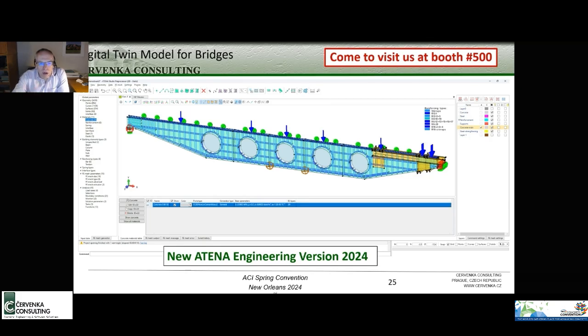So we have our new generation of our preprocessor, which is called ATENA Engineering 2024, where you can model the structure. Basically, you create a geometric model of the structure. In this case, it is a prefabricated beam with openings. You can model the exact location of reinforcement. There is some strengthening, because in this case the beams showed insufficient strength, so they had to design some strengthening, which is here by these additional steel plates.